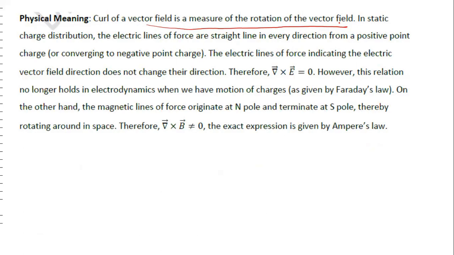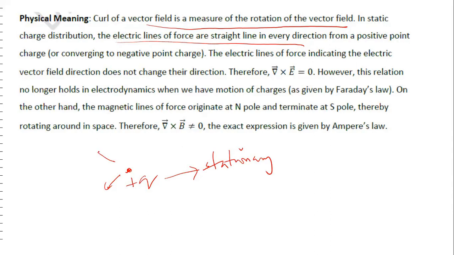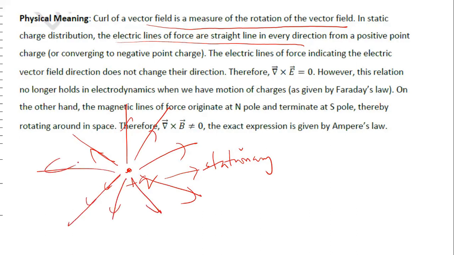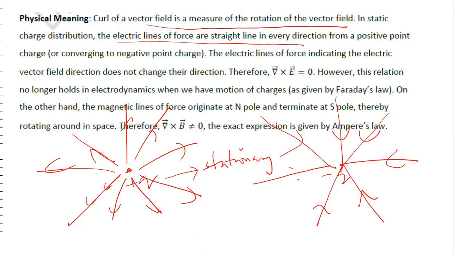In static charge distribution, the electric lines of force are always a straight line. For example, if you have positive charge here, static charge distribution means charge is stationary. If you consider a stationary charge particle, the electric lines of force are diverging away like this. Or if it is a negative charge, then the electric lines of force are pointing towards the negative charge.